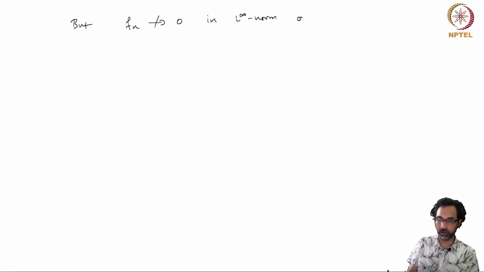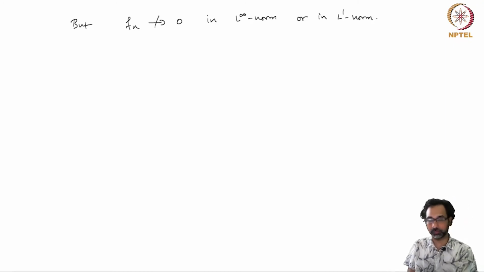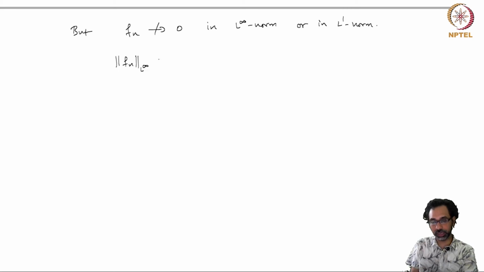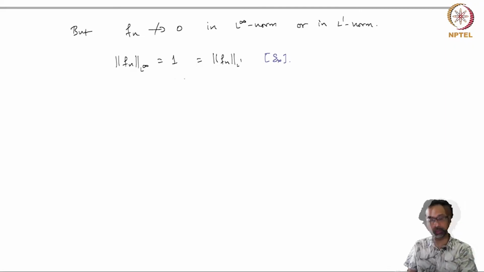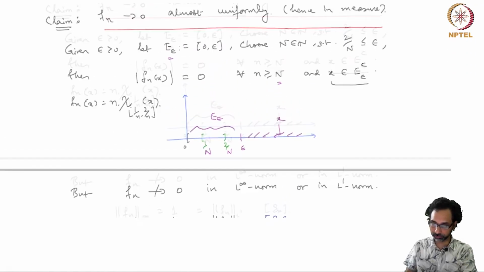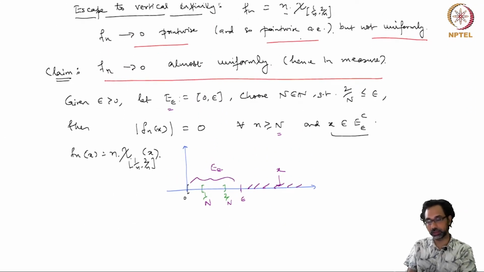But Fn does not converge to 0 in L infinity norm or in L1 norm. The L infinity norm for each Fn is actually 1, and so is the L1 norm for each Fn. I leave it to you as an exercise to check that both these equalities are true. So we have seen that in this case Fn converges pointwise to 0, pointwise almost everywhere to 0, almost uniformly and in measure, but not in any other way.